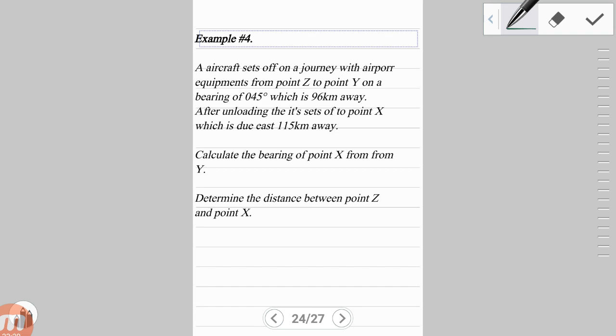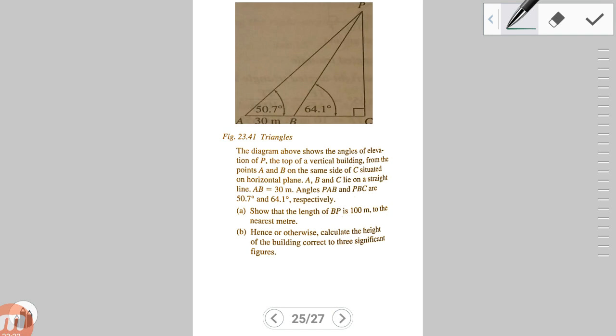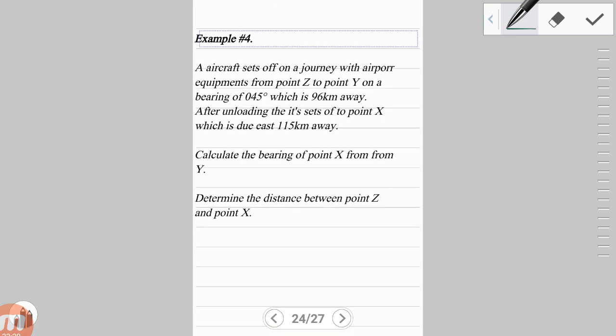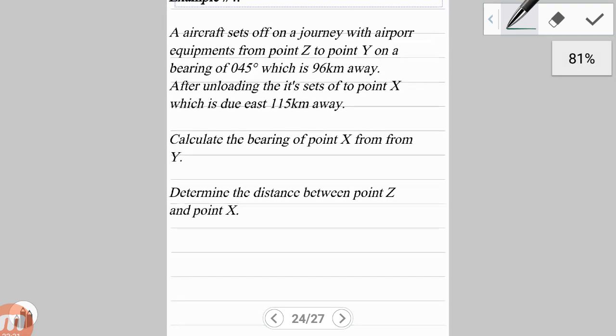So we're looking at example number 4, and I do have a few more examples for you, but I'm going to make a third tutorial for that one where the diagrams are already drawn for you. So now we're going to be looking at example number 4. An aircraft sets off on a journey with airport equipment from point Z to point Y on a bearing of 45 degrees, which is 96 kilometers away.